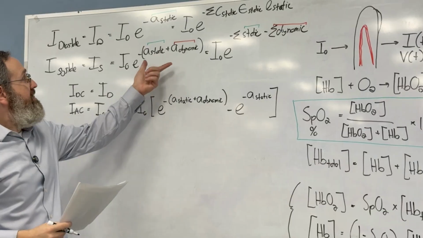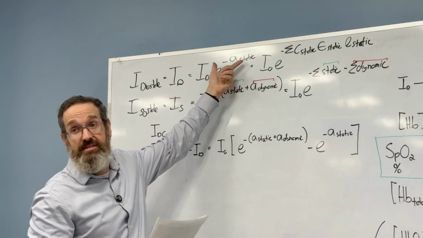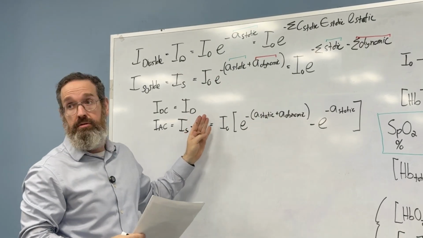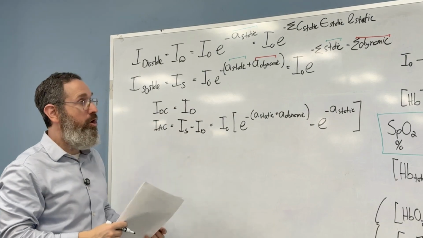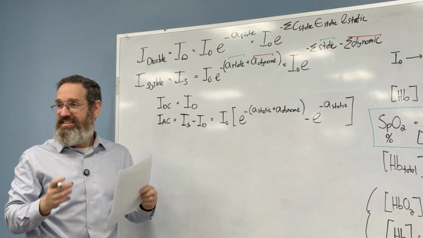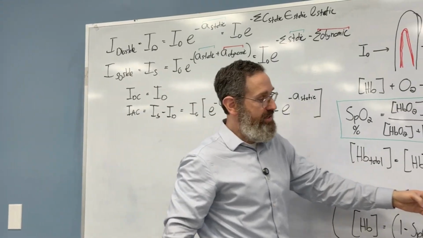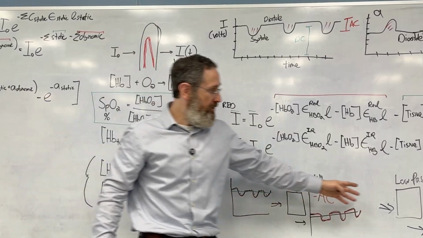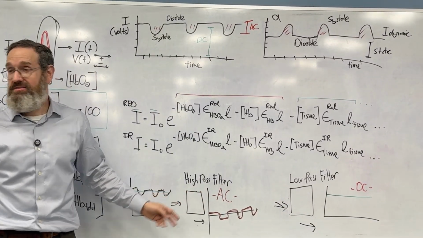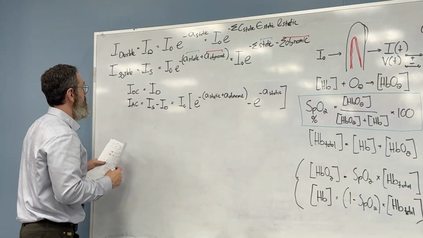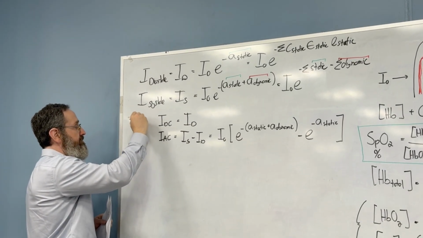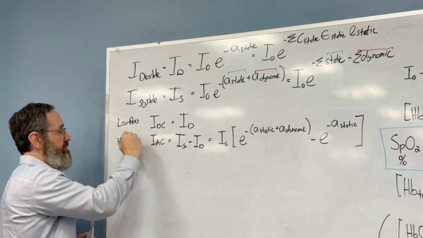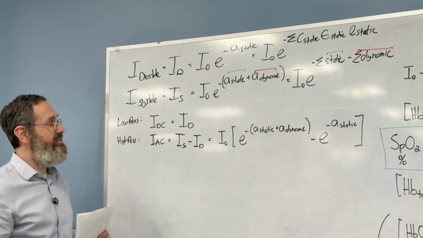I took this and I subtracted this and I just pulled out the I0, right? And this is what I'm calling the AC signal. It is very much related to what comes out of the high pass filter. Okay. I built a low pass filter and I built a high pass filter. This is what's coming out of the low pass. And this is what's coming out of the high pass. I have both these signals to work with.